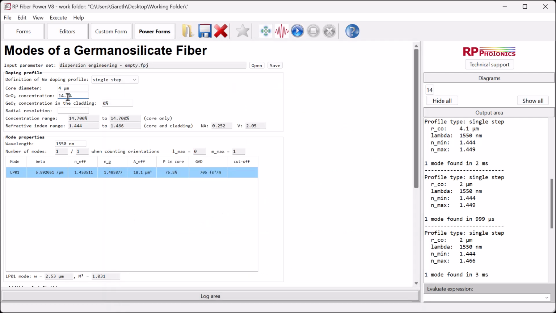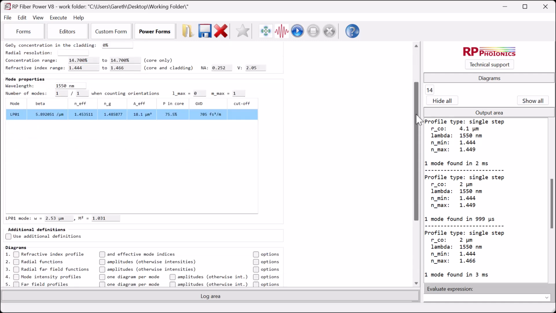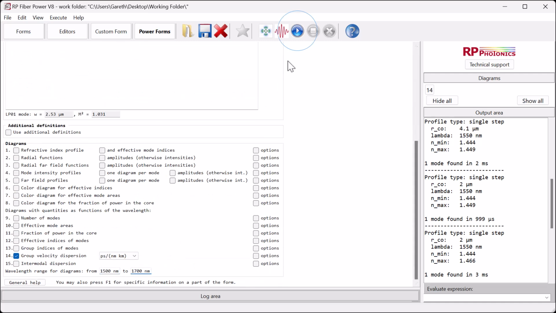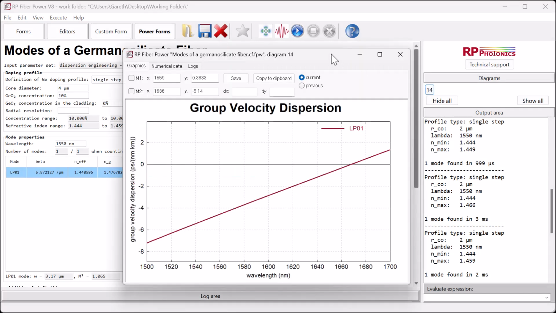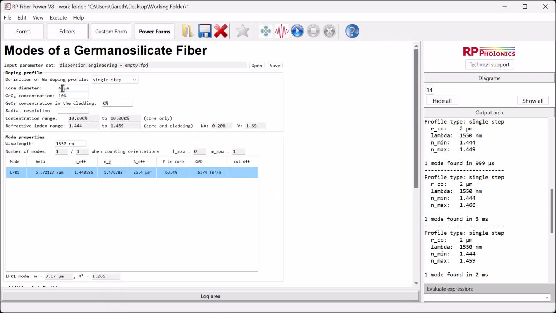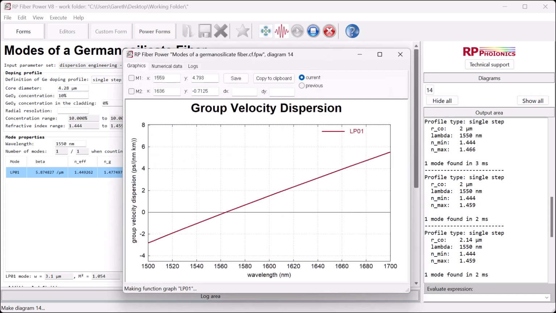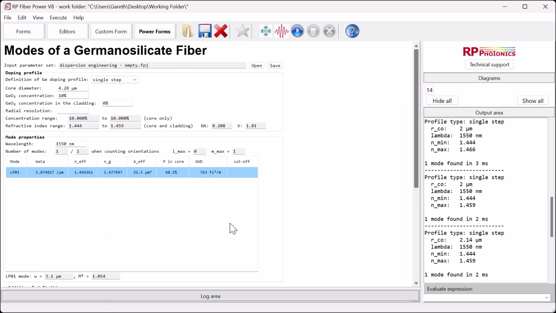We can attempt to improve the effective mode area by reducing the germanium dioxide concentration to 10%. This adjustment increases the effective mode area to 25.4 square microns, but shifts the zero dispersion wavelength to 1668 nanometers. By slightly increasing the core diameter to 4.28 microns, we shift the zero dispersion back to 1564 nanometers while maintaining a larger, though still insufficient, effective mode area of around 25 square microns, with a reasonable V number of 1.18.